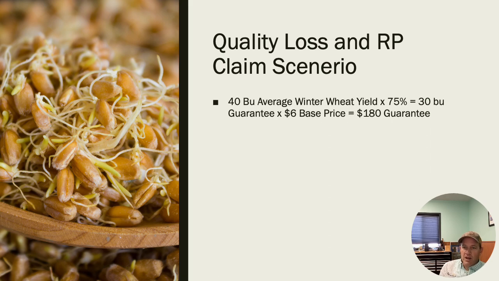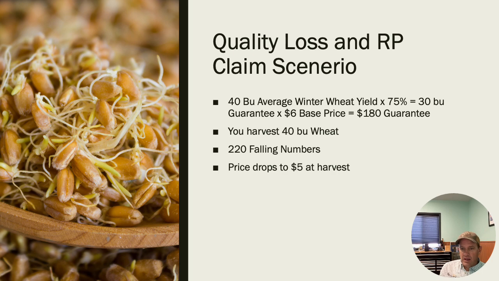So here's just one example of how if you have revenue protection and you have a quality loss, it can generate a loss even if you're not what appears to be even close to a claim. So this one, we're going to say we had a 40 bushel average winter wheat yield. We took the 75% level of our insurance, so we're guaranteed 30 bushels an acre. We had a $6 base price, so $180 an acre guarantee. You harvest 40 bushels, so you cut your average yield, so it's pretty good, right? But your wheat came back with only 220 falling numbers because we had some issues with rain at harvest here. And then at the same time, the price dropped to $5. So these are scenarios that are happening this year, basically, right?